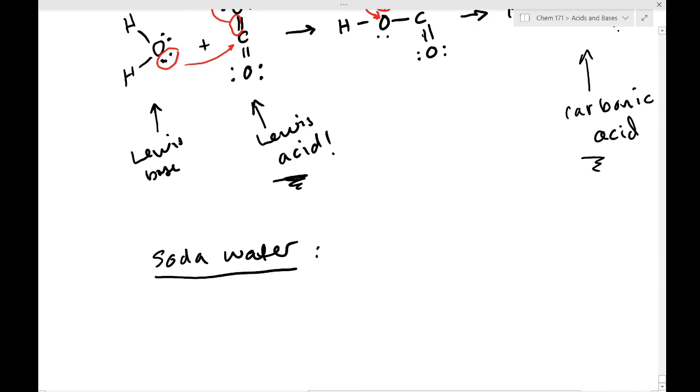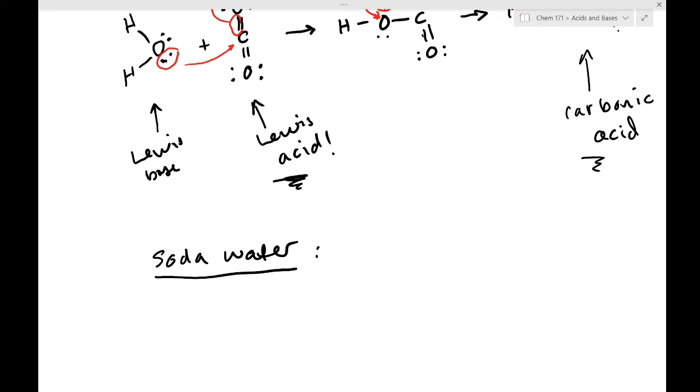Carbonated water, basically. It's getting pretty popular now. You can go to the store and buy some. LaCroix. All sorts of different brands. Essentially, all that stuff is water that's had a lot of carbon dioxide forced into it by high pressures. And the carbon dioxide dissolves in the water.